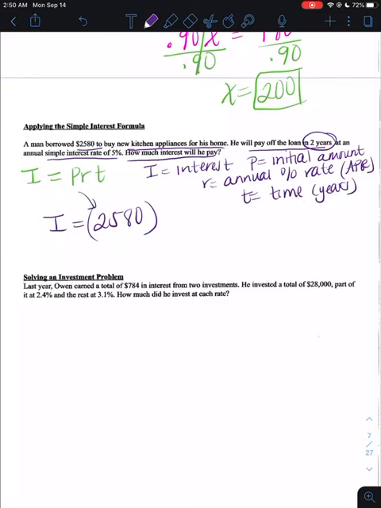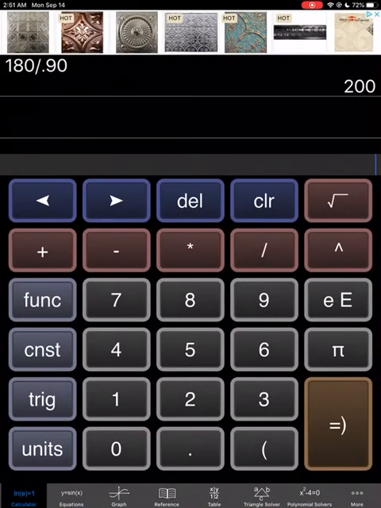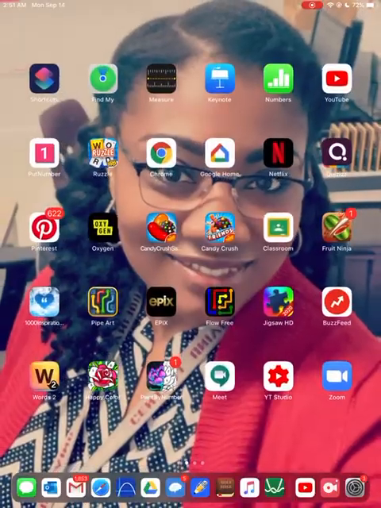So this is I equals P. The R would be the rate of 5%. Remember, when you put percent in, you need to move the decimal 2 places to the left, or take 5 and divide it by 100, and you get 0.05. In this case, the time is 2. So to get my interest, I need to multiply all three numbers: 2,580 times 0.05 times 2. And that'll determine how much interest was paid on these appliances. So 2,580 times 0.05 times 2 is $258.